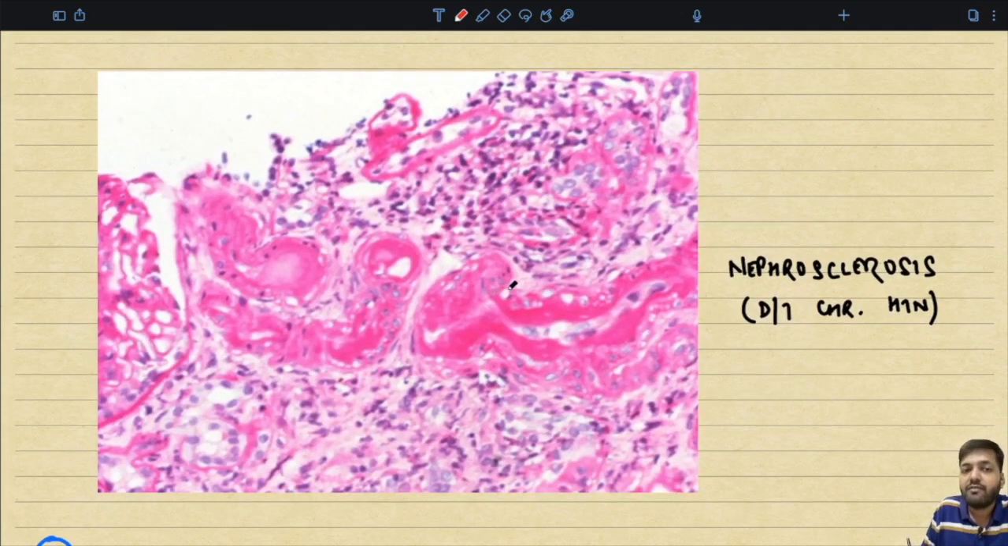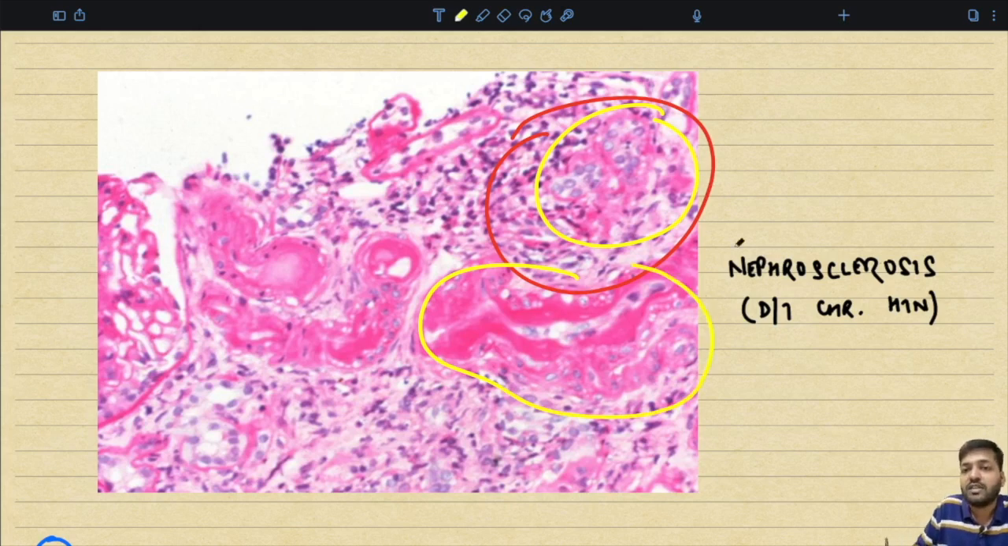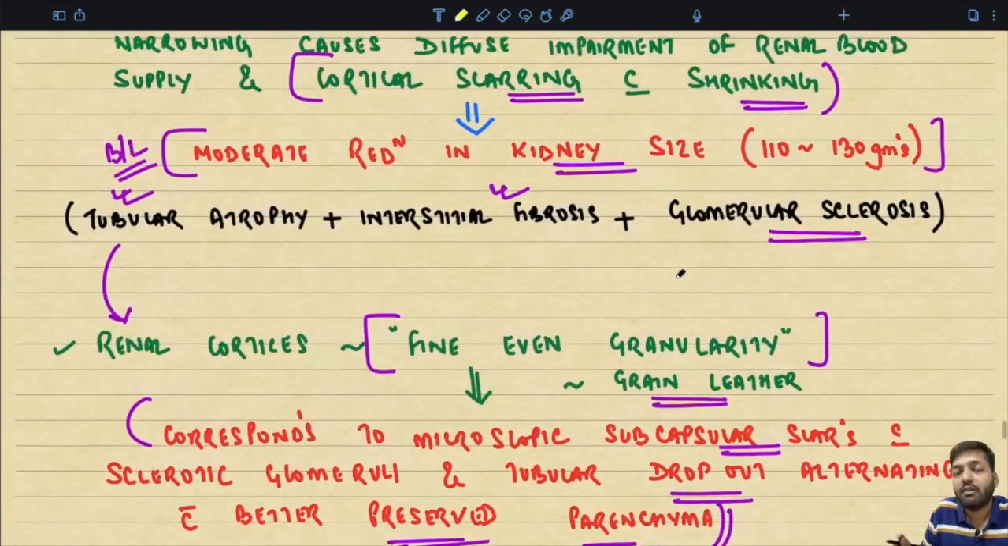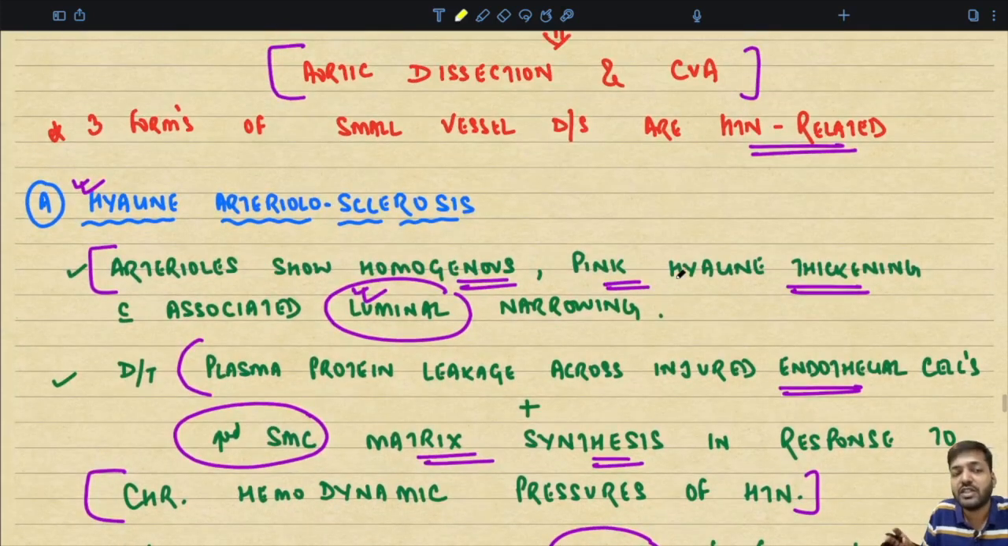Now this is another slide wherein we can appreciate the interstitial sclerosis that has taken place, the tubular sclerosis, and glomerular sclerosis as well. A special PAS staining has been done to highlight the areas of sclerosis. So this is a typical slide of nephrosclerosis because of chronic hypertension. So this is the first important vascular change that is seen in hypertension, that is hyaline arteriolosclerosis. Now let us see the second important hypertension related vascular change.